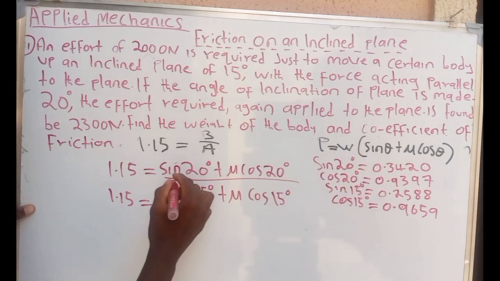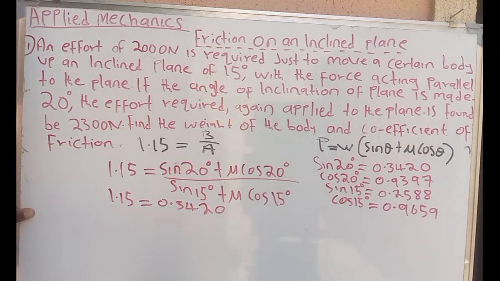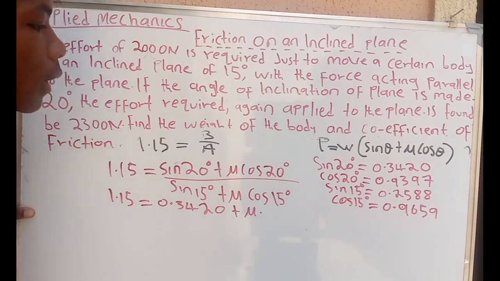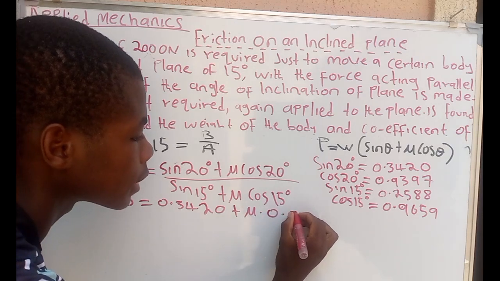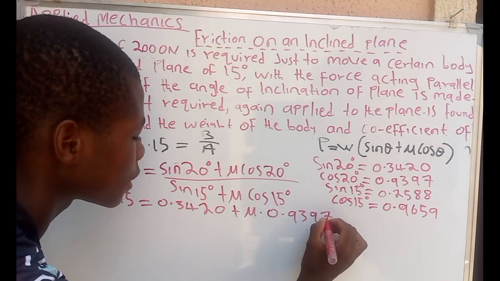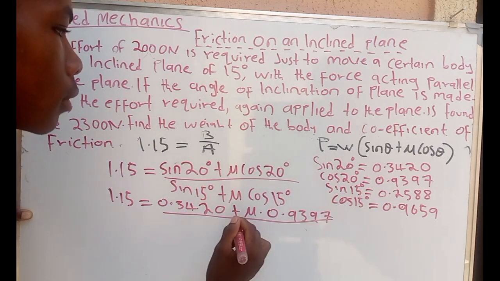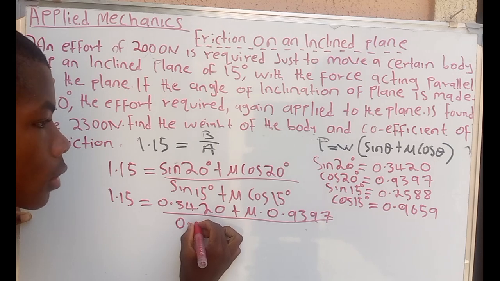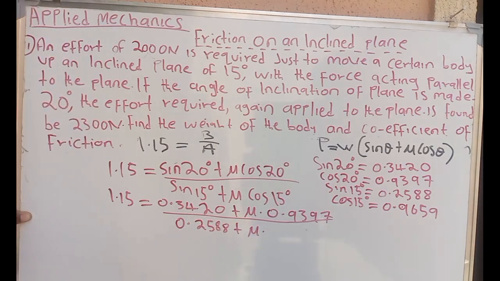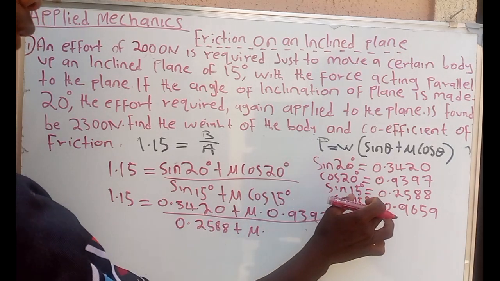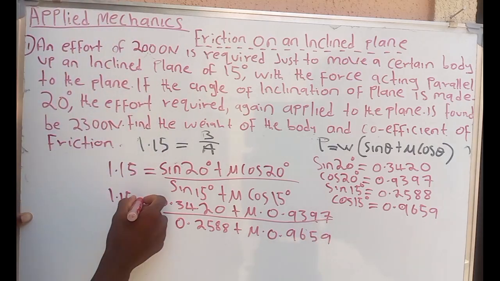We're having 1.15, which is equal to sine 20, which is 0.3420, plus mu multiplied by cos 20, which is 0.9397, over sine 15, which is 0.2588, plus mu multiplied by cos 15, which is 0.9659.